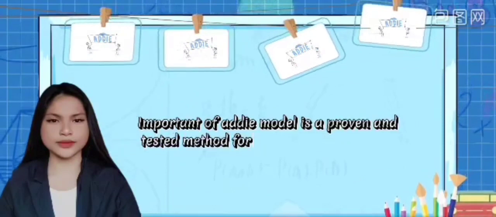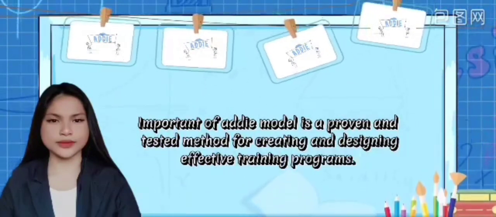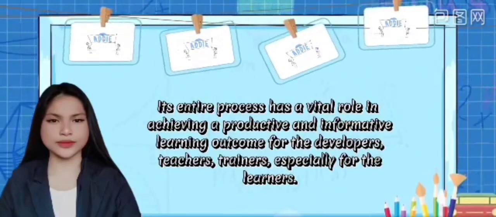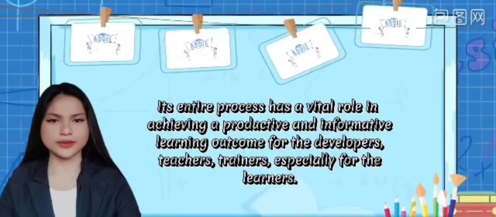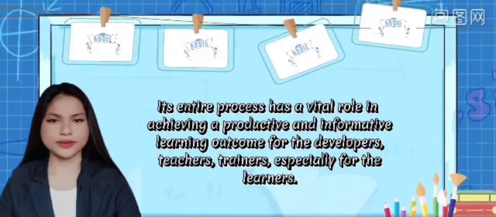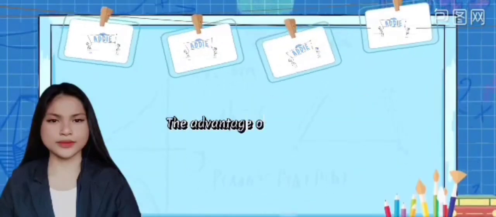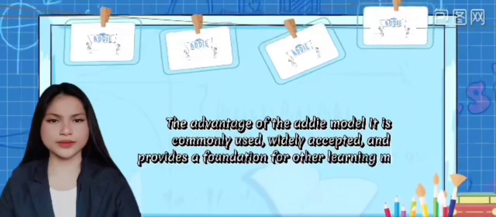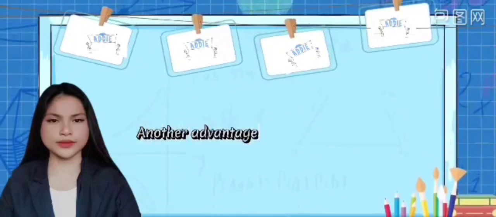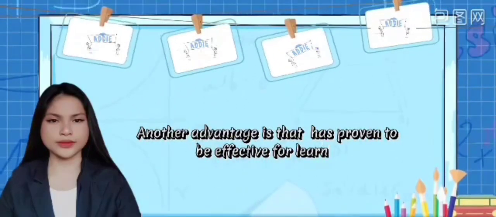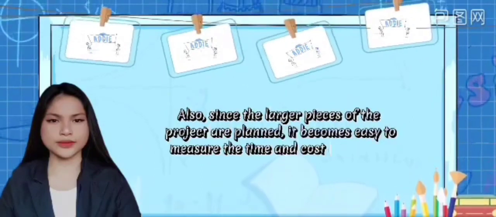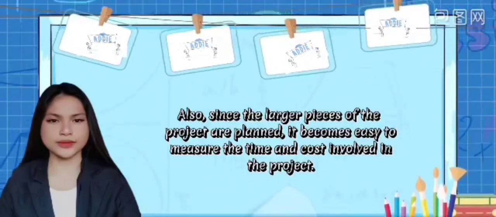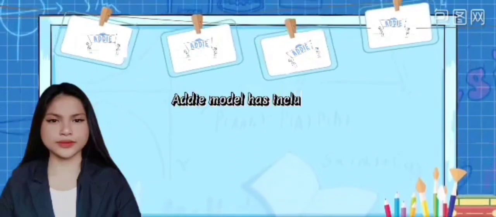The ADDIE model is a proven and tested method for creating and designing effective training programs. Its entire process has a vital role in achieving a productive and informative learning outcome for developers, teachers, trainers, and especially for the learners. The advantage of the ADDIE model is that it is commonly used, widely accepted, and provides a foundation for other learning models. Another advantage is that it has proven to be effective for learners. Also, since it lays out the project as a plan, it becomes easy to measure the time and cost involved in the project. The ADDIE model includes 5 phases.